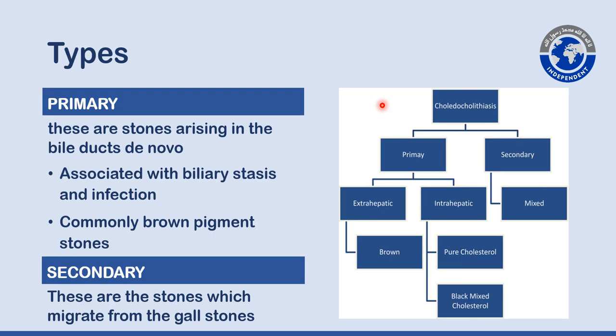And the other way which we can classify them are primary choledocholithiasis. These are the stones which arise in the bile ducts de novo, and they are associated with biliary stasis, infection, and they are commonly brown pigment stones. The secondary choledocholithiasis are the stones which migrate from the gallstones. As we can see here, they can be primary or secondary. The primary ones are extrahepatic or intrahepatic.